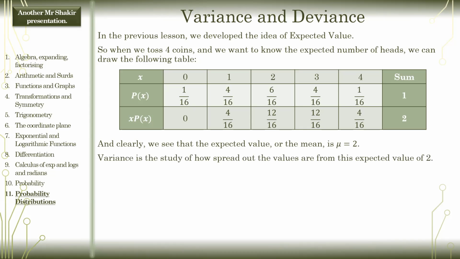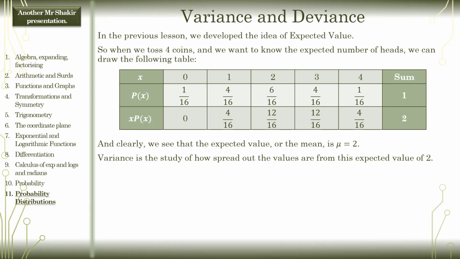Now, variance is a study of how spread out the values are from this expected value of 2. How spread out are all of the values? Let me give you a simple example. Let's say you had a maths exam and an English exam, and someone got 50% in maths and 50% in English. Now, this 50% doesn't really tell us much information in and of itself, and I'll list some possibilities to show you why.